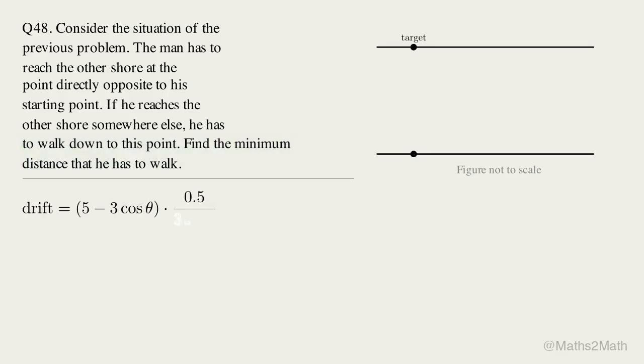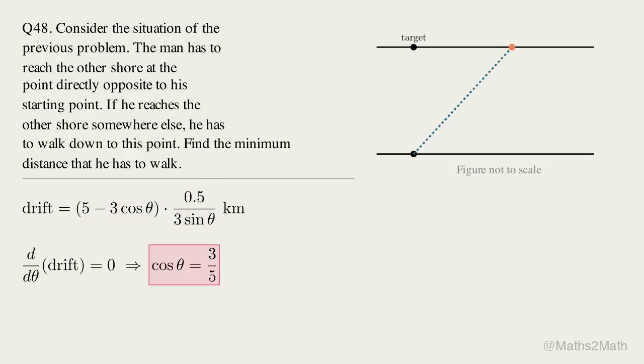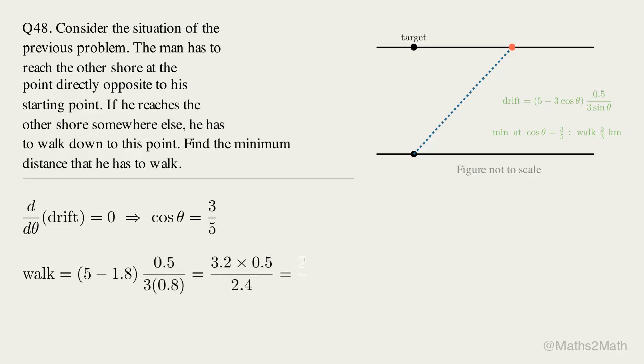Heading at theta with the flow, the drift is the downstream speed, 5 minus 3 cosine theta, times the crossing time. Differentiating and setting to 0 gives cosine theta equal 3 by 5. Then the drift is 5 minus 1.8 times 0.5 over 2.4, 2/3 of a kilometer. That is the minimum walk.